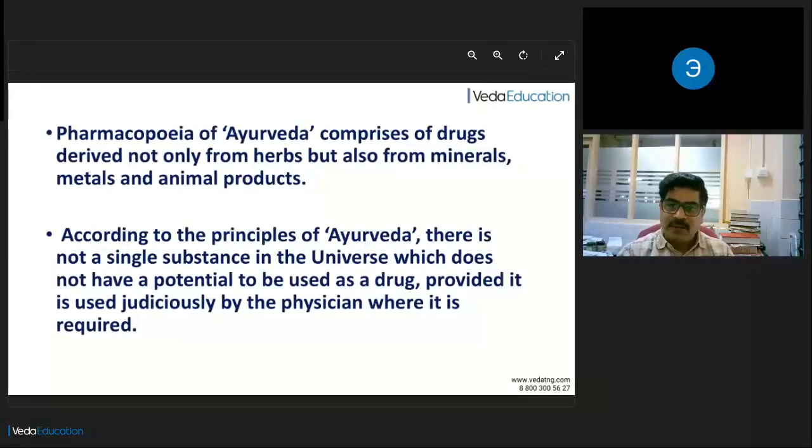is known as pharmacopoeia. And as I explained previously, this contains two groups of medicines, that is herbal as well as mineral, and metallic minerals and metals as well as some kind of animal products.